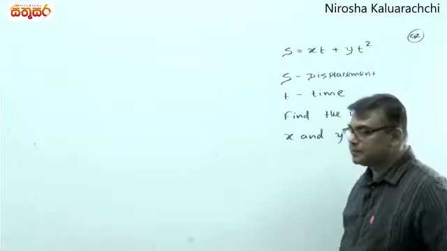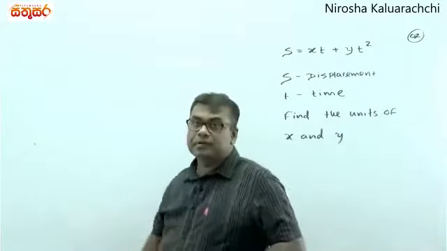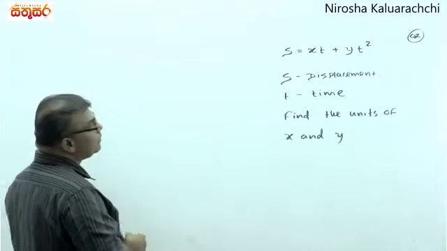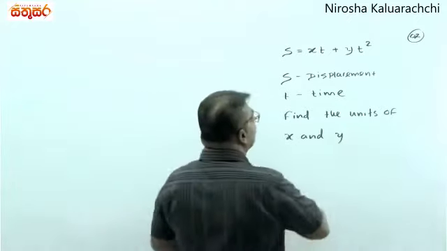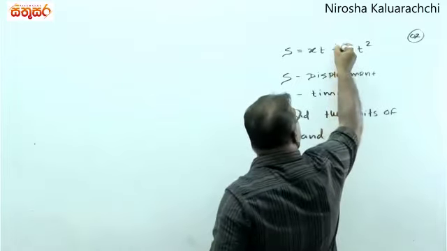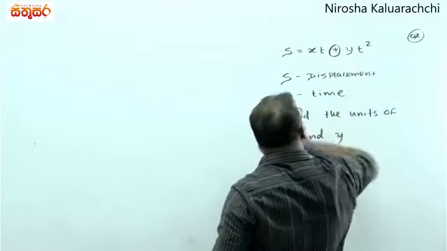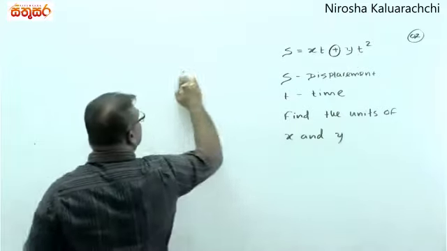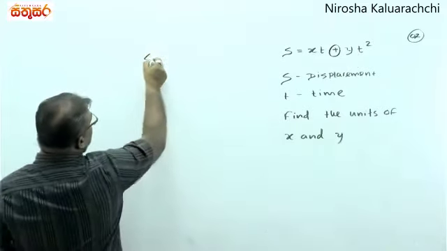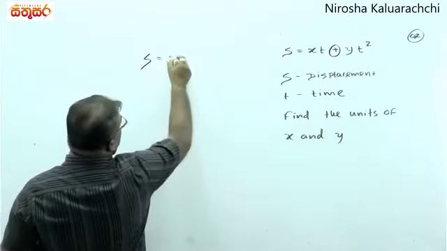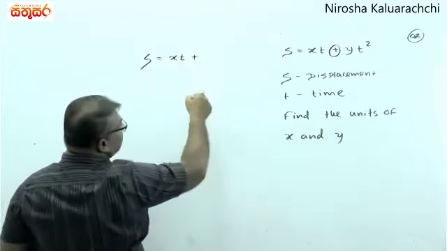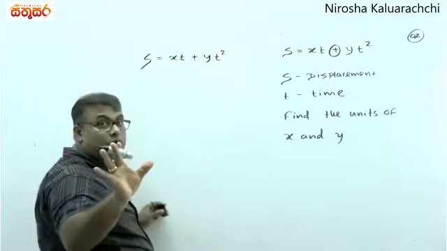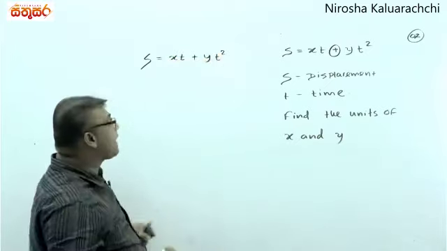Right. Let's see whether there was enough time to complete. How? First of all, we have to consider this kind of expression, right? Here it consists of a positive sign. Let's see. We can write this one again: s equals xt plus yt squared, right? Okay, carefully you have to see this one.